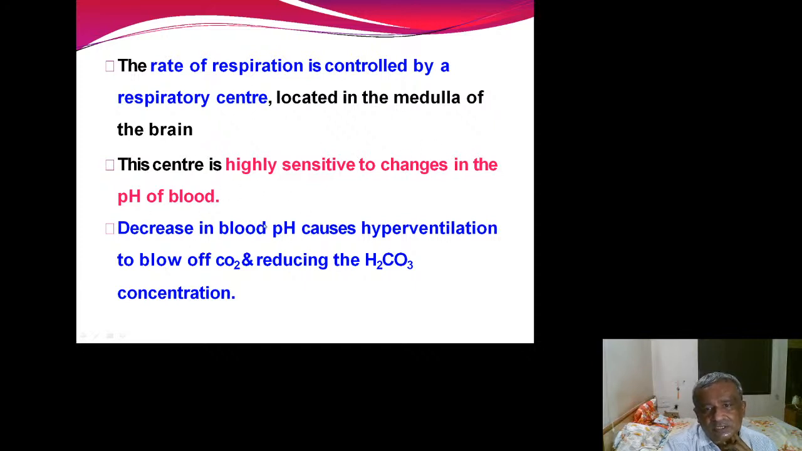Whenever there is a decrease in the blood pH, it causes hyperventilation, to blow off CO2 and reduce the H2CO3. So whenever there is a drop in pH, that means the blood is acidic, and at that time the body tries to wash out the carbonic acid by washing out the CO2. That is done by hyperventilation. This center is also sensitive to hypoxia as well as hypercapnia. If the PO2 is reduced, hypoxia is there, and the center will be stimulated. If the PCO2 is more than 42, again the center will be stimulated.